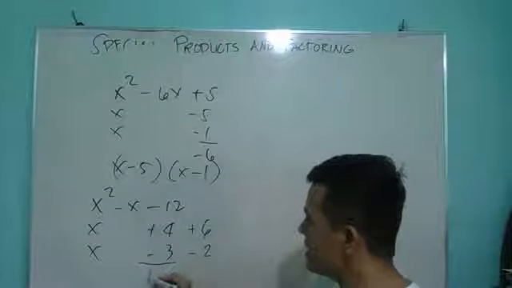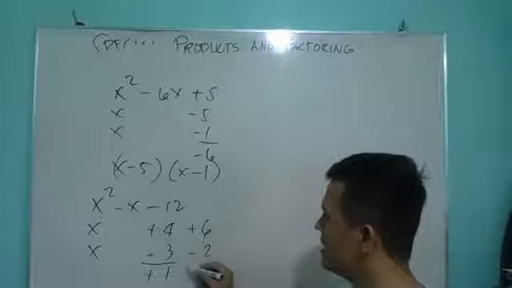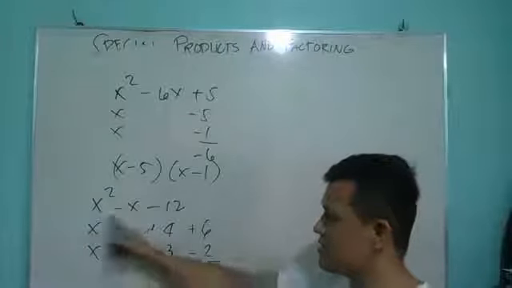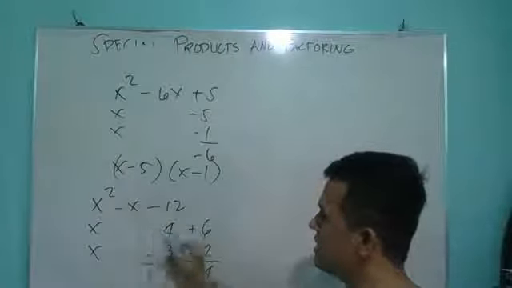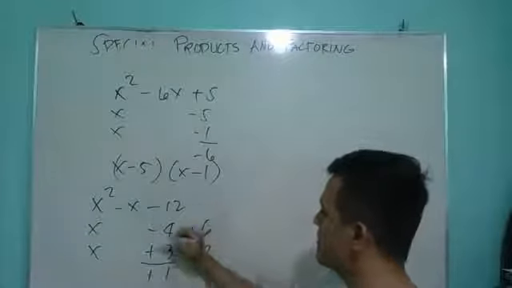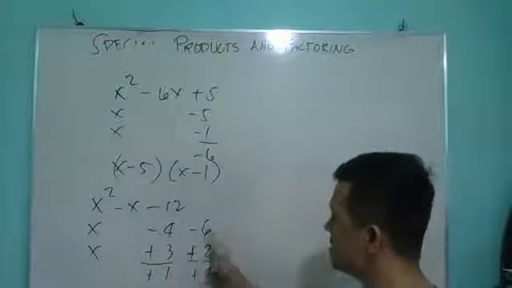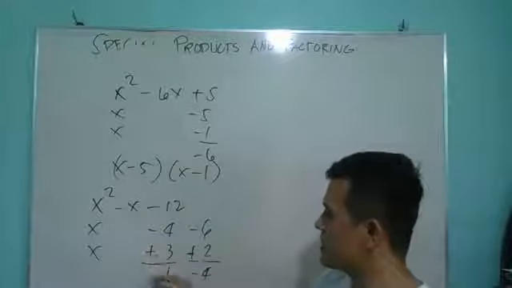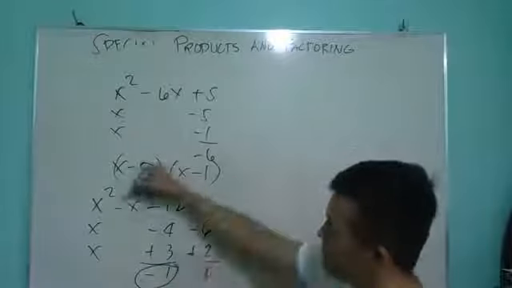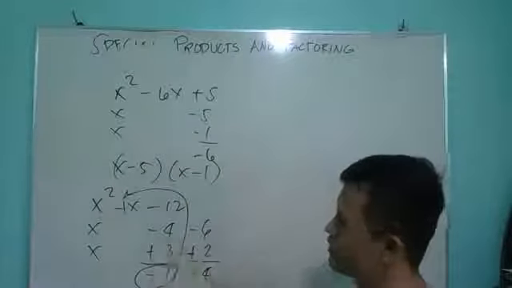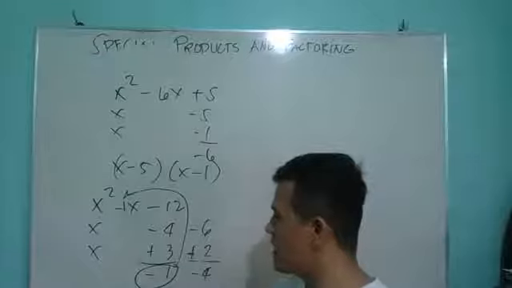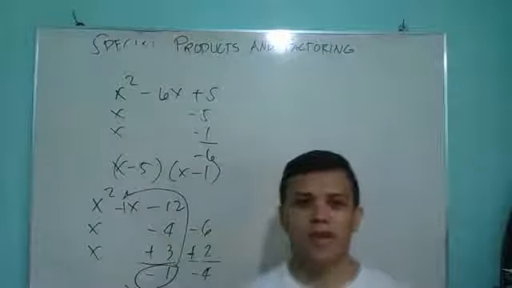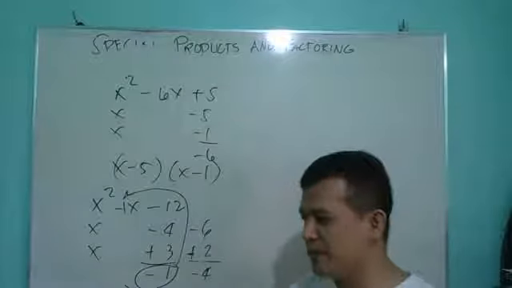So this one is positive 1, because 4 minus 3 is 1. And this one is what? Positive 4. So they're not the same. Change the sign: negative, positive. So negative 6 plus 2 is negative 4, and negative 4 plus 3 is negative 1. This is the middle term, which is negative 1. There you go. So our factors would be x minus 4 times x plus 3. That's it. That's how you're going to do it.